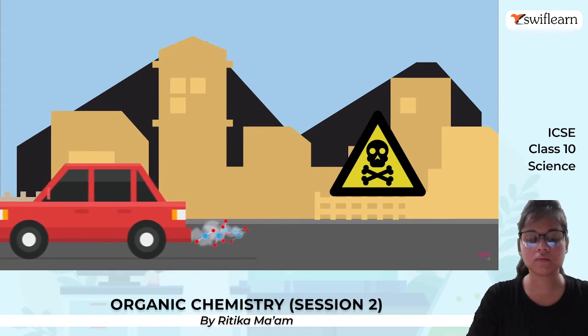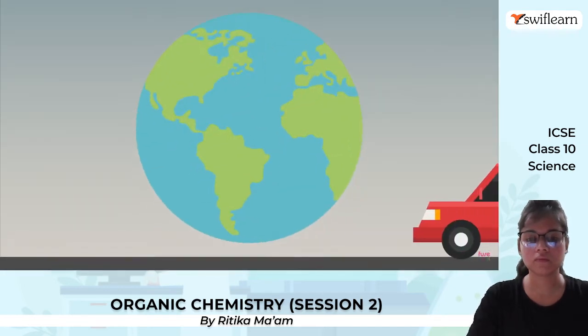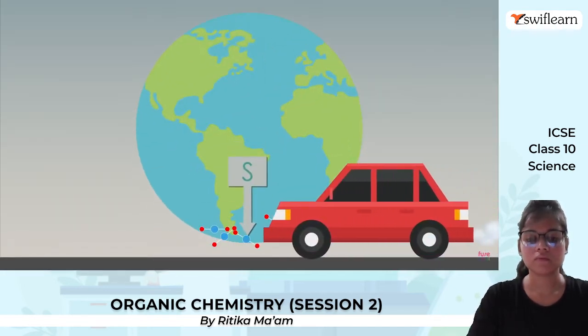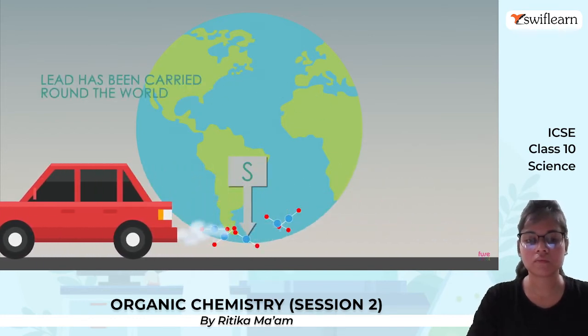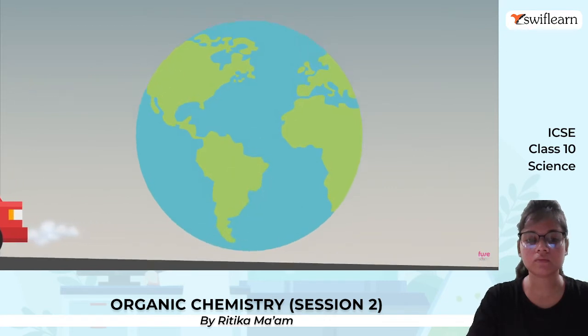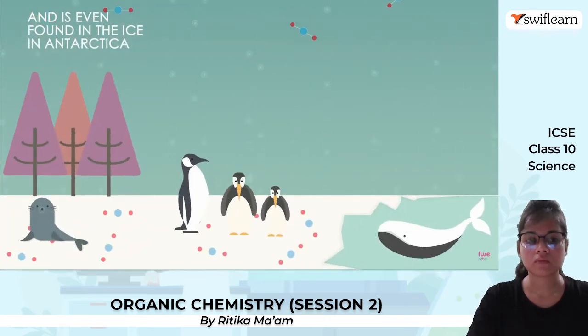It has taken us until this 21st century to get rid of all the lead in petrol globally, but for 80 years lead from car exhausts has been carried around the world and is even found in the ice in Antarctica. So let's finish with a simpler example.